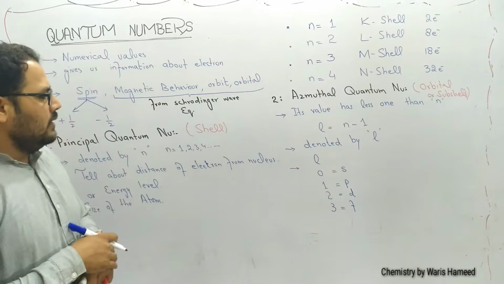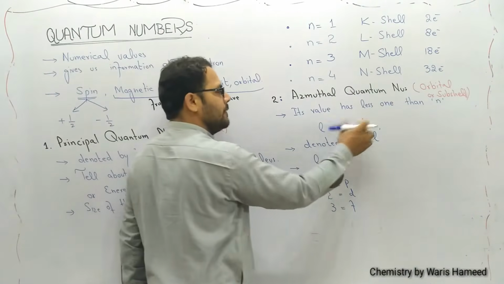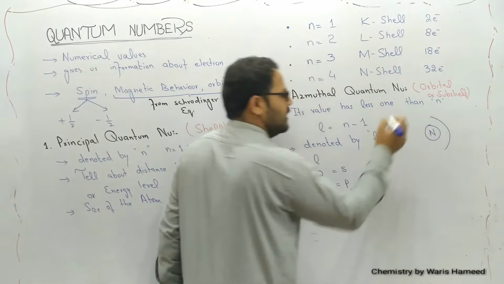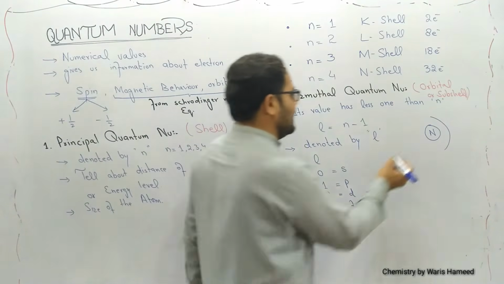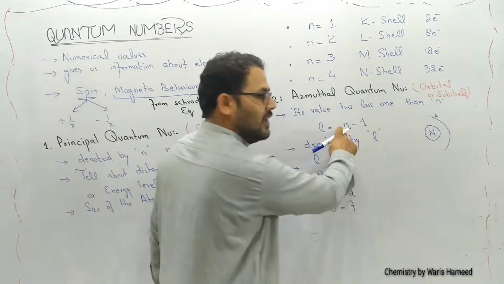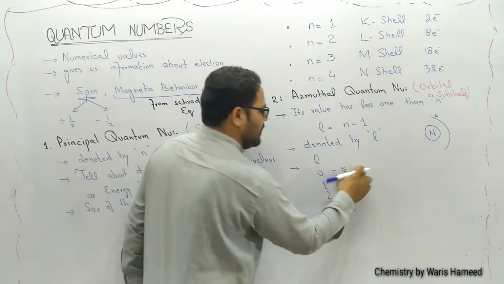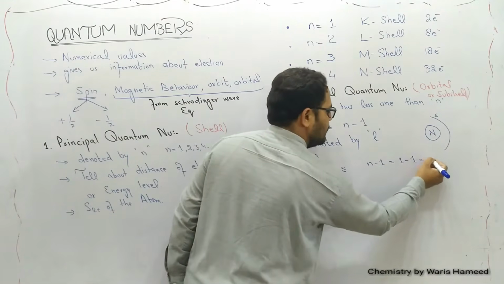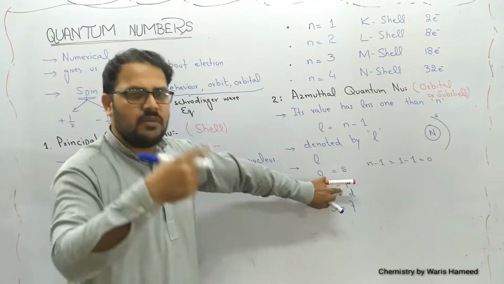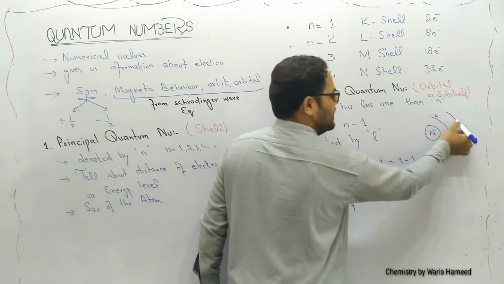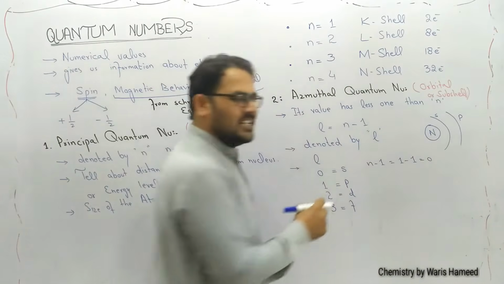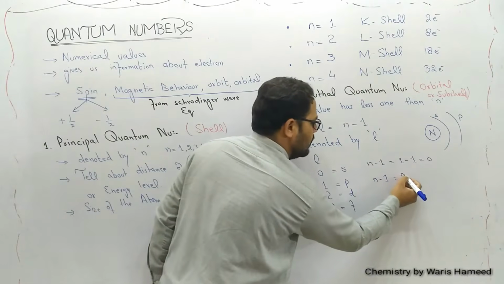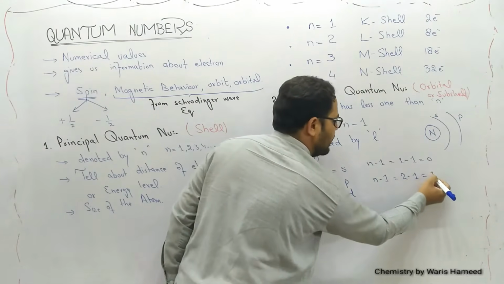We can calculate its value by using this formula. We know that the first shell, n equal to 1, has only one orbital, that's s. So n minus 1 is equal to 1 minus 1, which is equal to 0. The p subshell starts from the second shell, so n is equal to 2, and n minus 1 is equal to 2 minus 1, which is equal to 1.